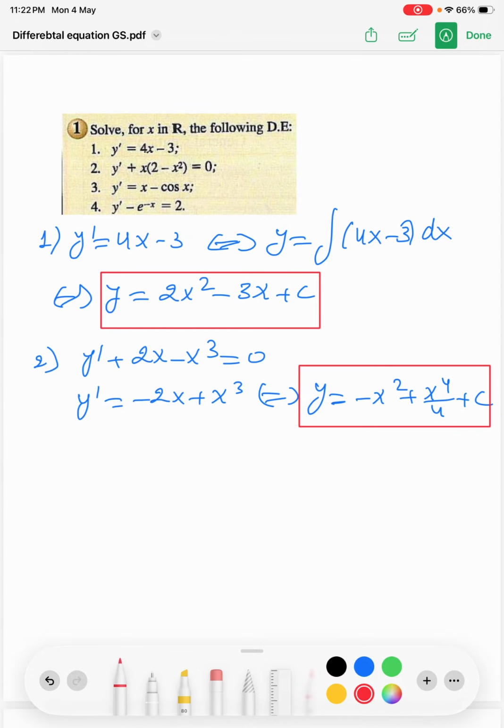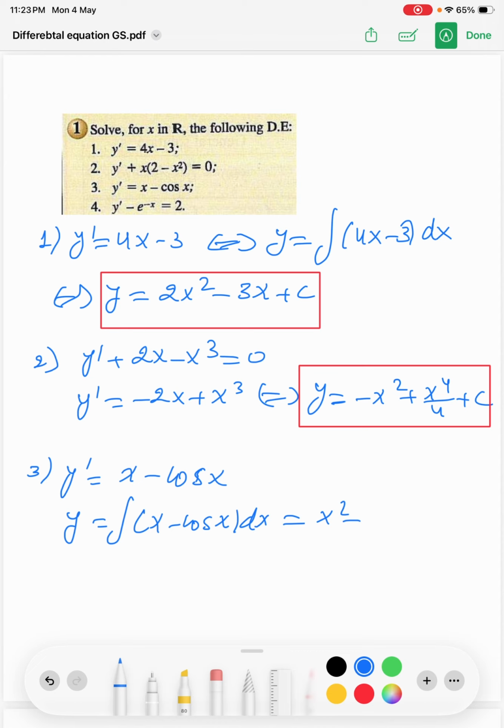Okay, next one, part 3. Y prime equal x minus cosine x. So y equal antiderivative of x minus cosine x dx, equal x squared over 2. The antiderivative of cosine, as you know, is sine x, plus a constant c. So this is the solution of the third part.